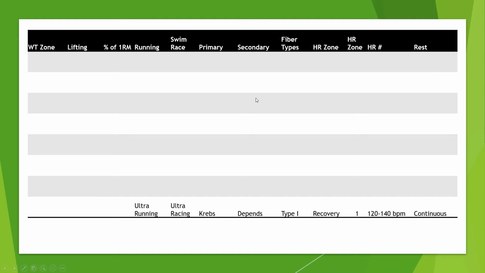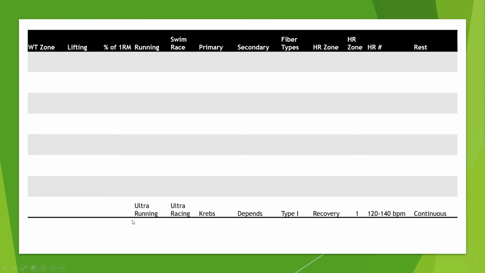Recovery zone is heart rate zone number 1, has heart rate between 120 and 140 beats per minute. Rest is continuous, so you're not stopping, it's just continuously going. Primary energy system is called the Krebs cycle. It does depend on the secondary energy system. As we talked about, all energy systems are going at all times, just in different percentages. But in this one, you really would keep just to the Krebs cycle if you're doing a true recovery workout.